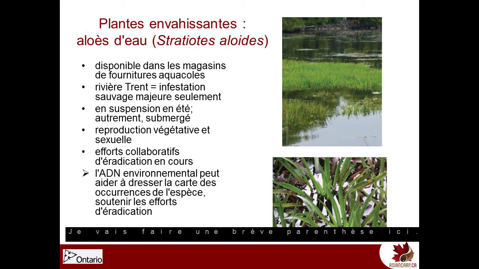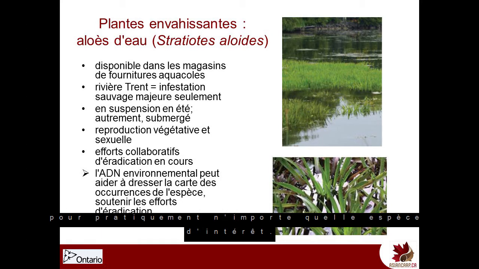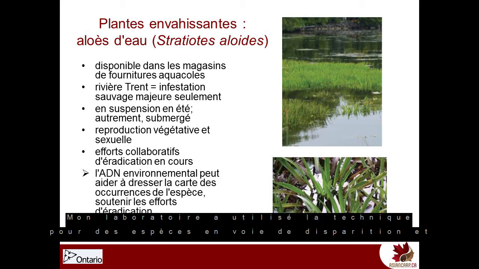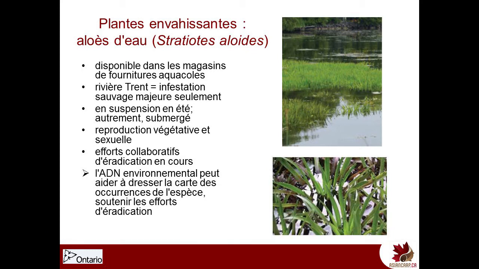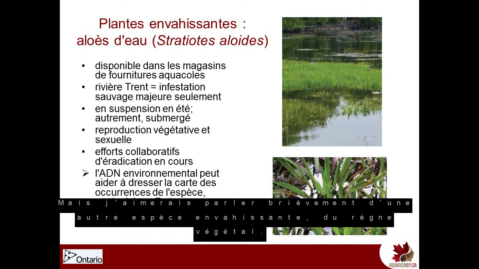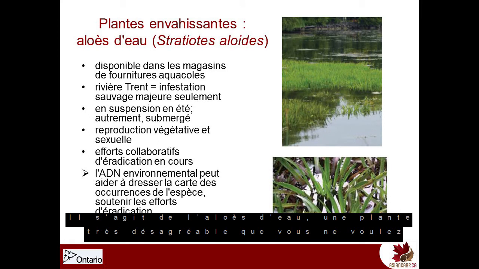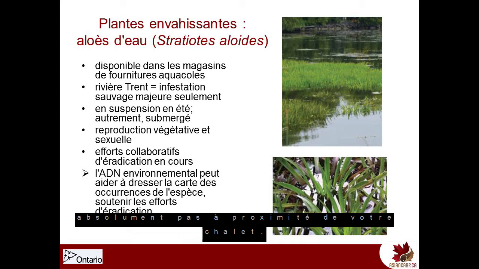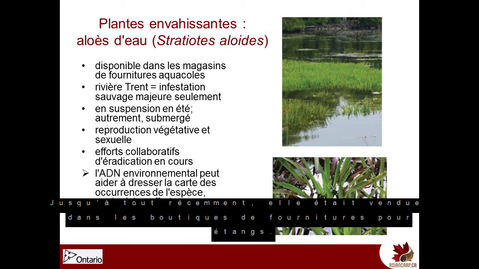Now, just briefly mention, I've been talking about Asian carp so far, but environmental DNA works for pretty much any species you're interested in. So my lab uses this for endangered species and documenting habitat occupancy as well. But another invasive species that I wanted to touch on just briefly is an invasive plant. This one's called the water soldier, which is a very nasty plant you don't really want anywhere near your cottage. Until recently, it's been available in pond supply stores.